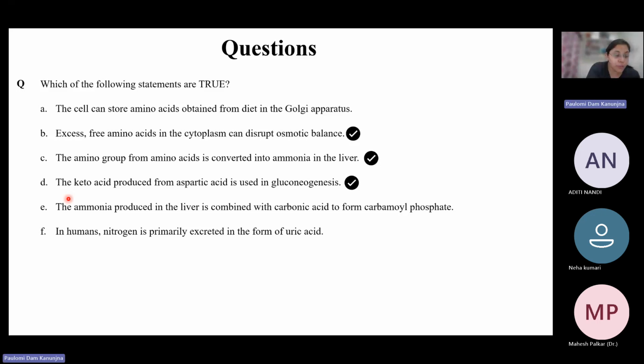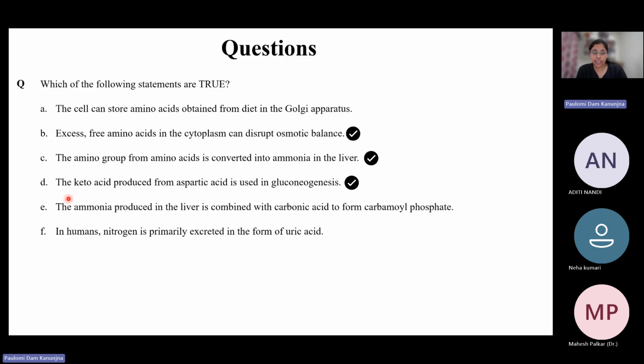Next one says the amino group from amino acid is converted into ammonia. We have already discussed this multiple times. Next one says the keto acid produced from aspartic acid is used in gluconeogenesis, and we have also looked into this. So what does it form? It forms oxaloacetate. If you have aspartic acid, the keto acid of aspartic acid is oxaloacetate, and we know oxaloacetate is important for gluconeogenesis.